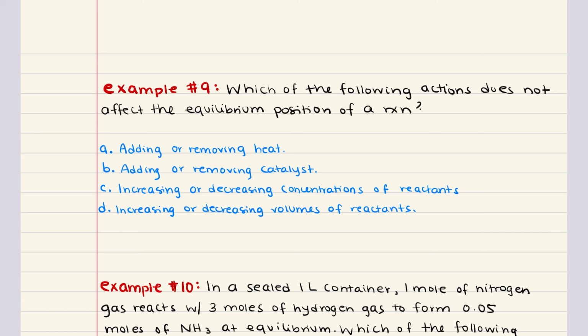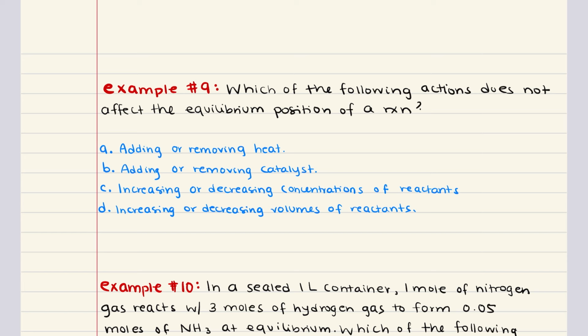Now, the equilibrium position of a reaction is the relative concentrations of reactants and products at equilibrium. And this position can be shifted by changes in concentration, pressure or volume, and temperature according to Le Chatelier's principle. Le Chatelier's principle states that if a dynamic equilibrium is disturbed by changing the conditions, then the position of the equilibrium will shift to counteract the change.